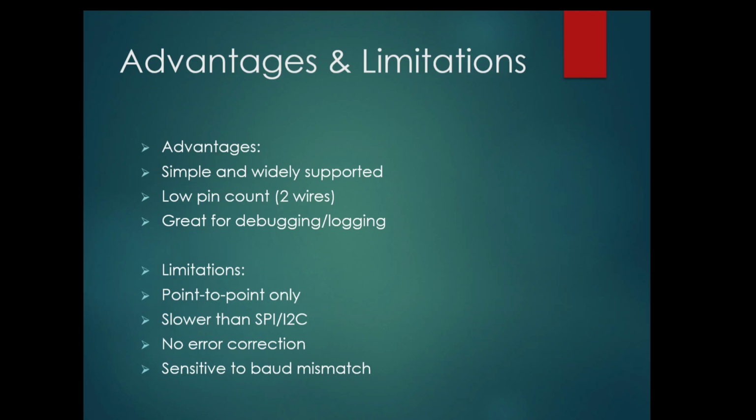And there are some limitations of UART. It's point to point, which means we can connect only one device, where one side's TX connects to the other's RX. It's comparatively slower than I2C and SPI. If any error happens in the frame format, it will not correct itself like CAN. And it's sensitive to baud rate. If we configure RX as 9600 and TX as 115200, they are not able to communicate.